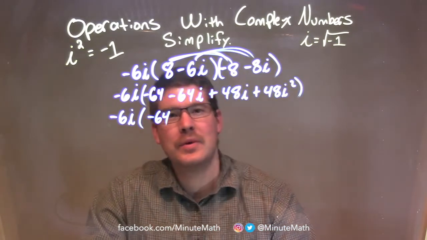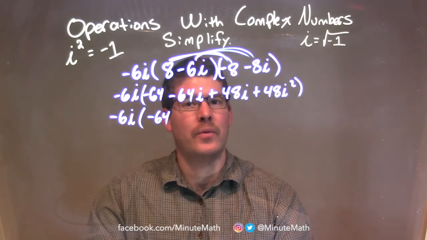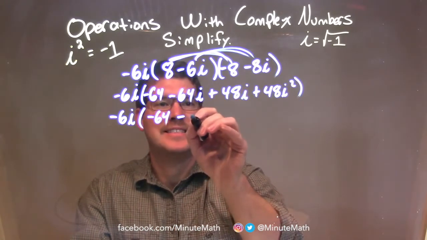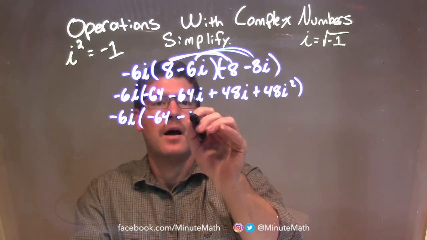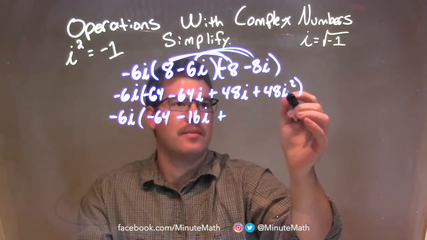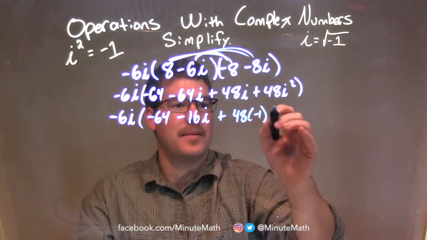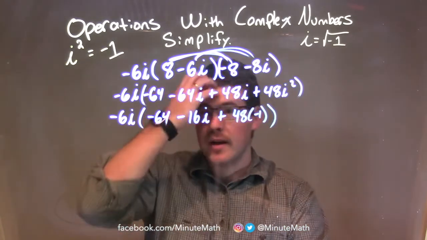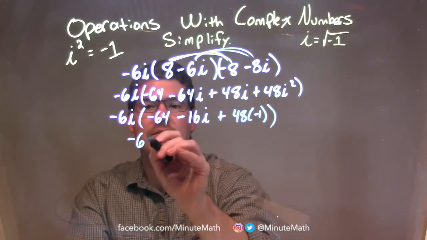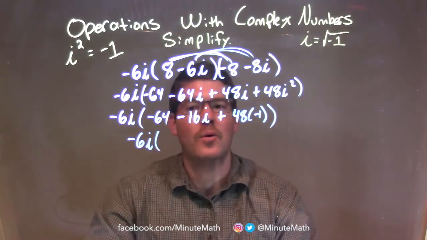That comes out to be, what is that, 16, negative 16? Yes, negative 16. So we have a negative 16i right here. And then plus 48 times i squared, which is a negative 1, so 48 times a negative 1 is really a negative 48. When we combine that with the negative 64, we're left with a negative 6i out front here, and negative 64 plus a negative 48.